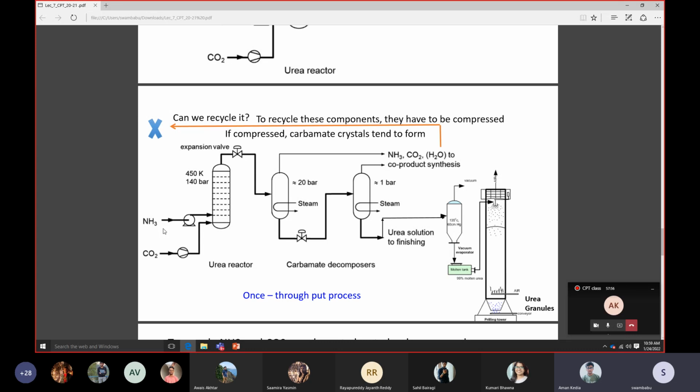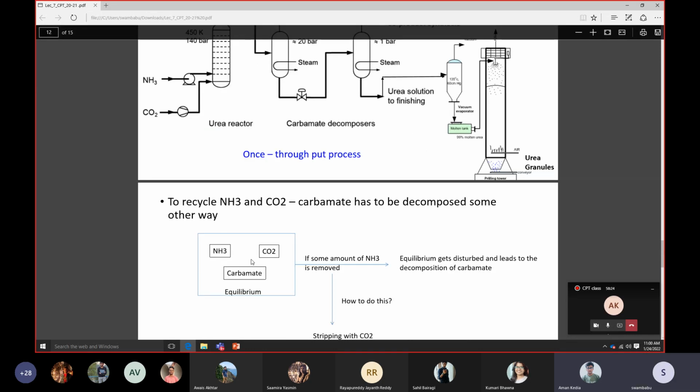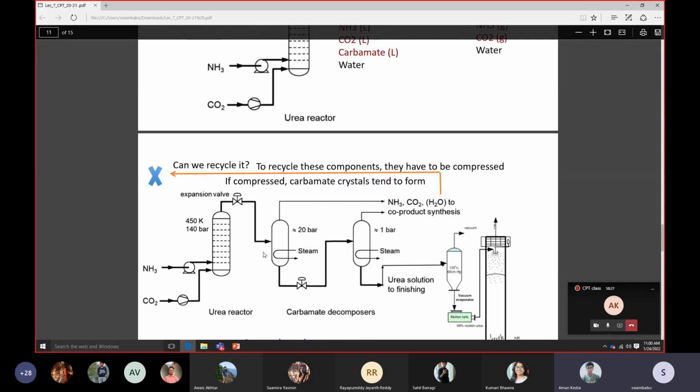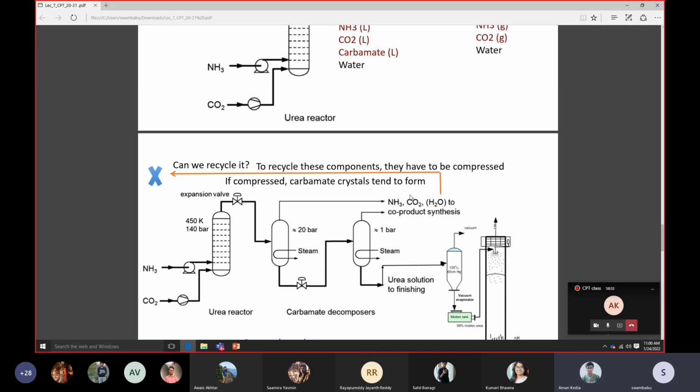Now, if you pressurize them individually, separately, no problem. But if you pressurize ammonia and CO2 together, there is a high chance of carbamate crystals forming. Ammonia reacts with CO2 and forms carbamate. So one way is, since it's already 70% conversion, if there is a utility, they will separate CO2 and ammonia. Then we have to separate CO2 from ammonia before you compress them.